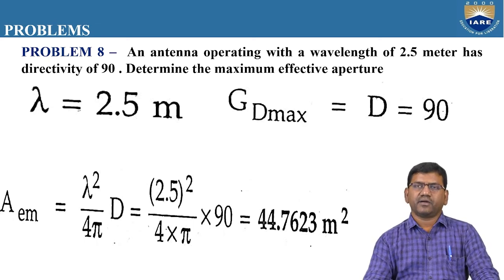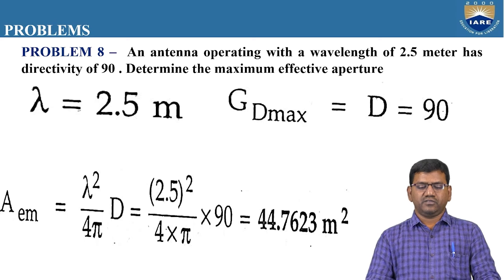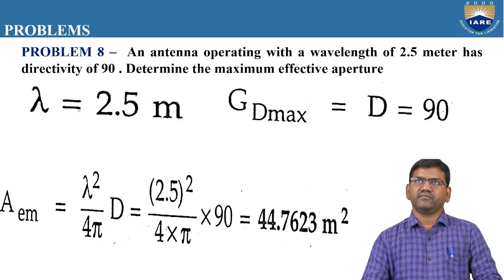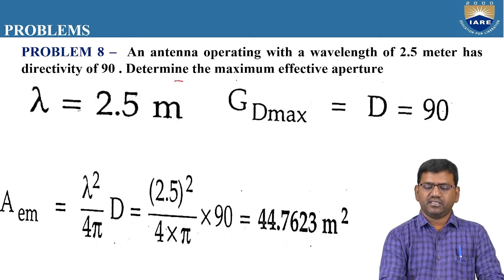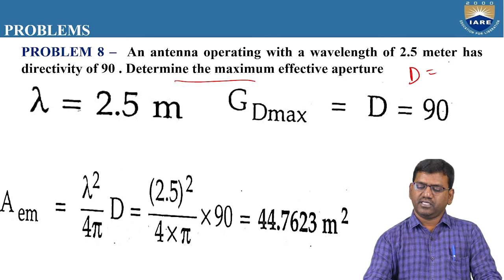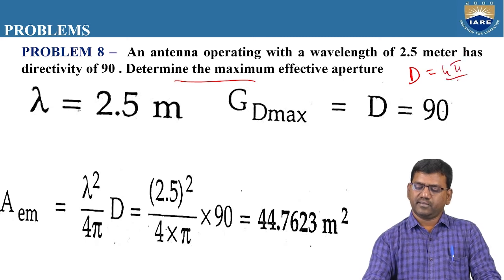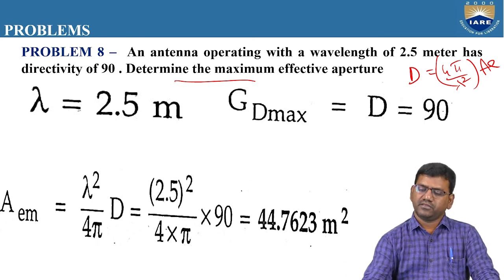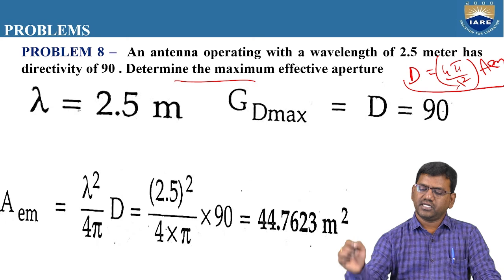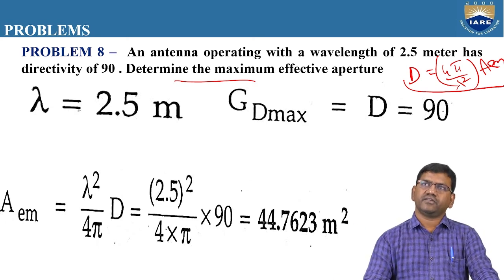Another problem based upon the maximum effective aperture we will do here. An antenna operating with a wavelength of 2.5 meters has a directivity of 90. Determine the maximum effective aperture. That means D is given. We know that D is equal to 4 pi by lambda square into AE. This is the relationship between the directivity and the maximum effective aperture.